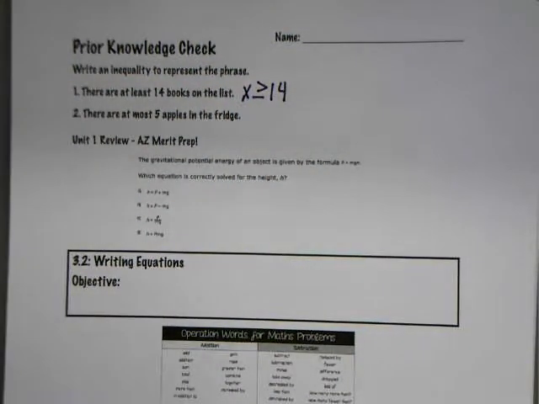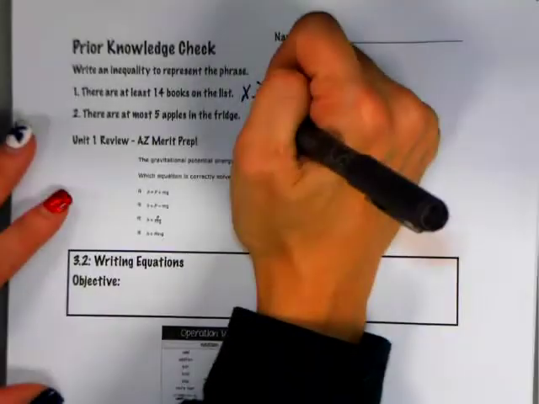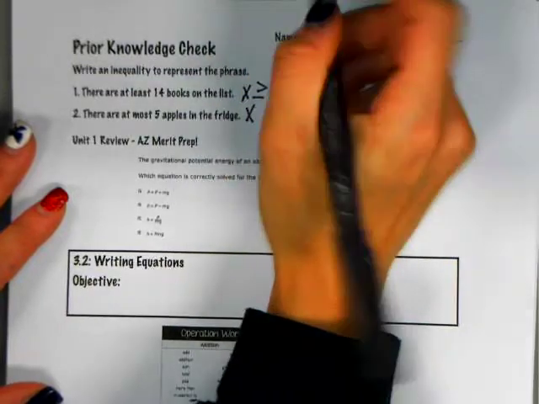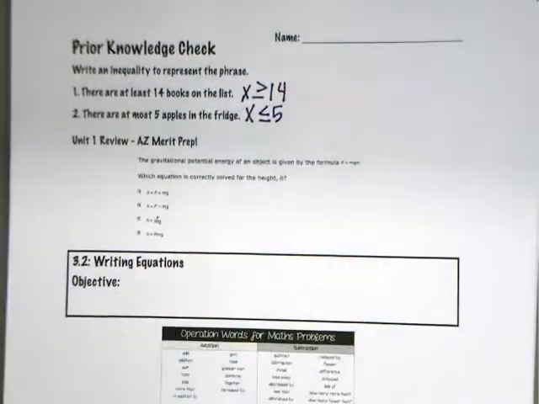Okay, there are at most 5 apples in the fridge. So does that mean more or less? Less. Less, so do you guys want to use X again? Yep. So less than 5, or could it be equal to 5? Yes. Okay, yep.